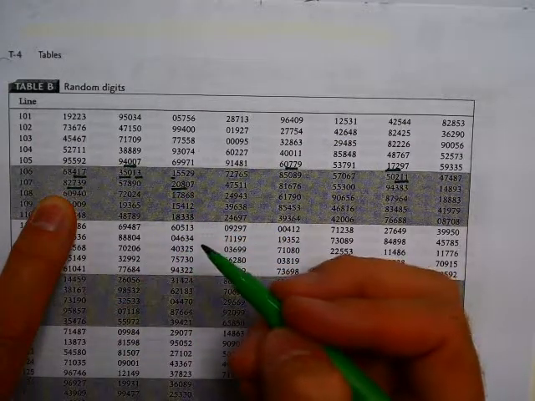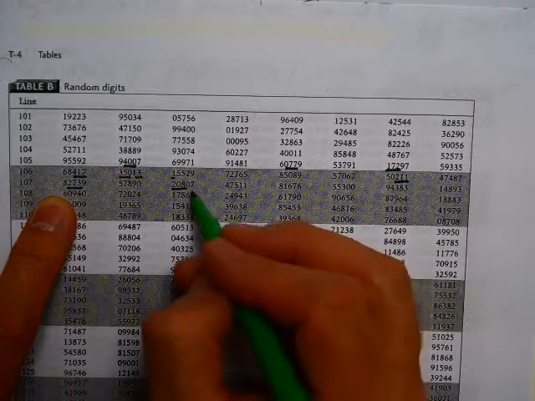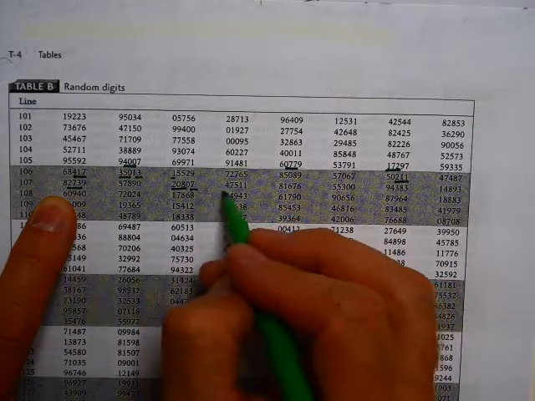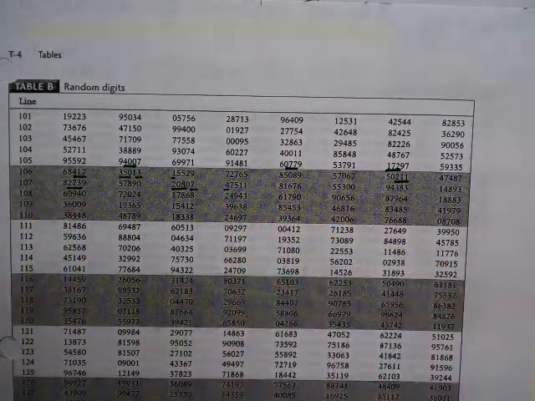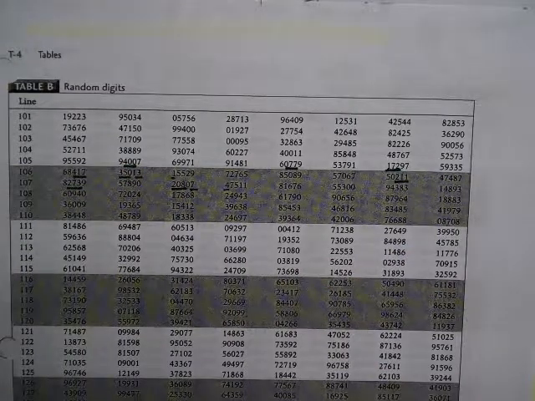Yeah. Because the problem asks us to, and the next one is 074, and that's our 10. It asks us to so that we can all get the same answer. But if you were doing this for yourself, you could start anywhere you want.